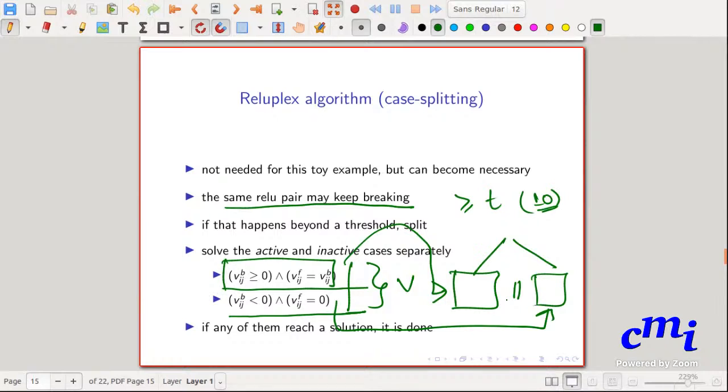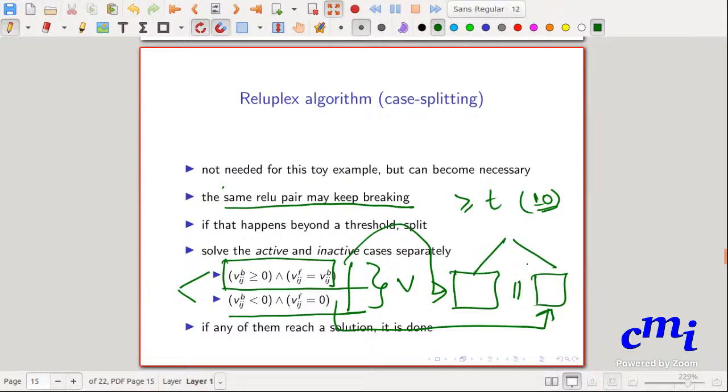Okay. So now what is really happening? If the same ReLU pair keeps breaking again and again, you are eventually going to do the case split anyway, right? And whenever you do a case split, you will create two copies of the problem. Okay. So in the worst case, if you do a split on every ReLU, this is again going to be exponential in the number of ReLU nodes. So in the worst case, of course, this can be as bad as any other backtracking algorithm.